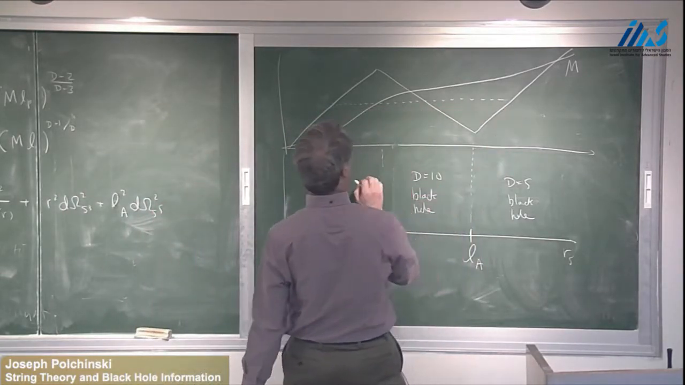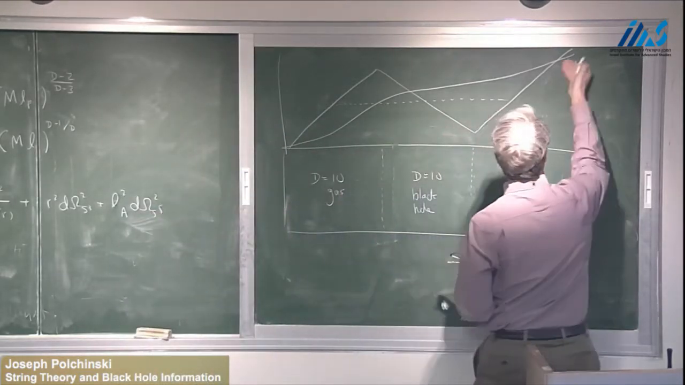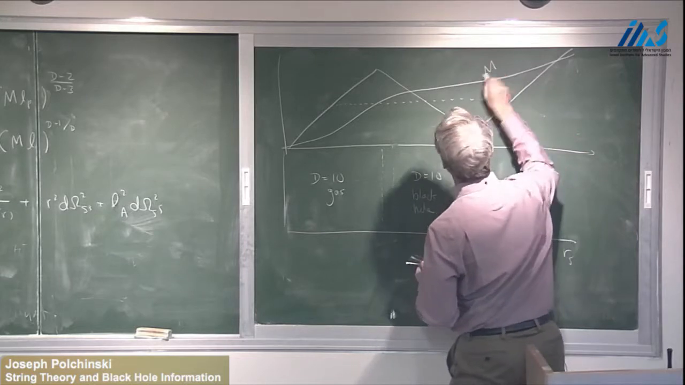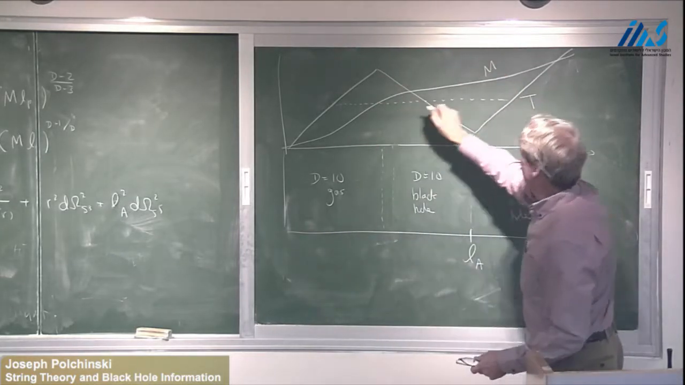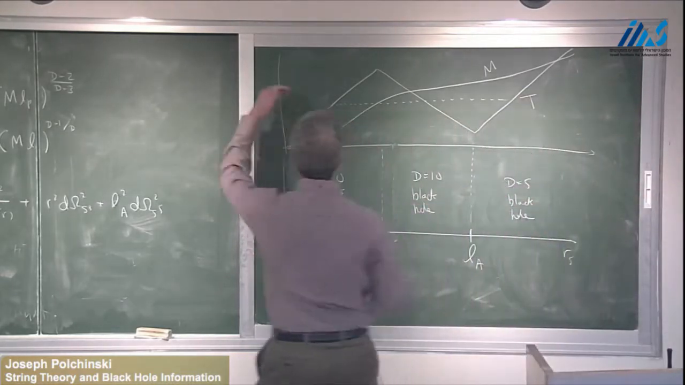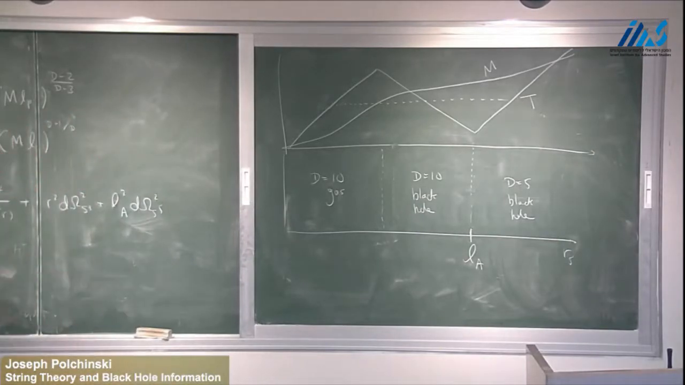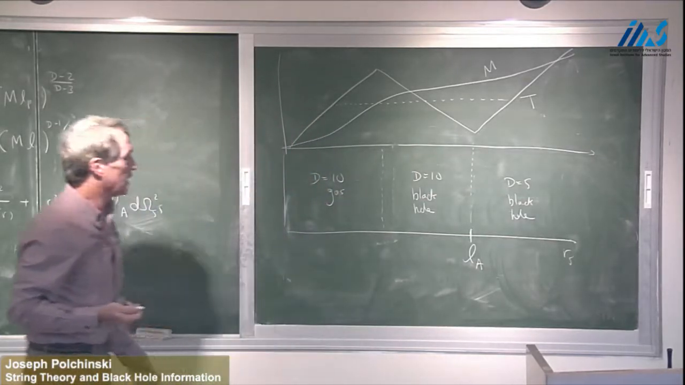So again, I've got a lot of curves there. Let me label them better. The nice monotonic curve is the mass, and the jagged curve is the temperature, and the dashed line repairs that. So at low temperature, the system is in a gas phase in the bulk, and at high temperature, there's a black hole.